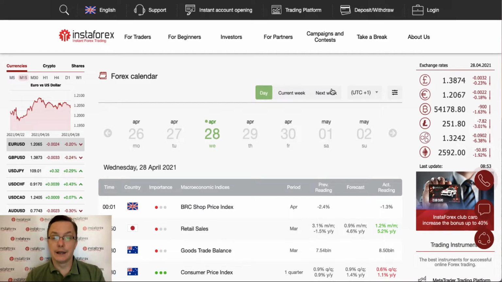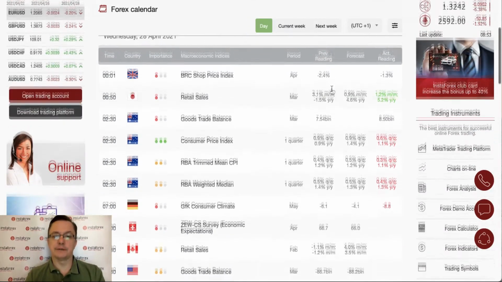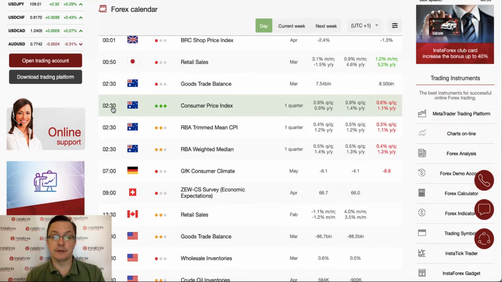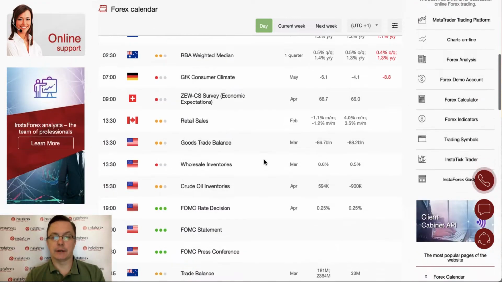Today is Wednesday, 28th of April 2021. Let's take a look at the Forex calendar because it looks like we have a busy day today. Important data published overnight: consumer price index from Australia worse than expected, 0.6% versus 0.9%, so there is no inflationary pressure in Australia. The trimmed mean CPI and weighted median were both worse than expected as well, so we will definitely take a look at the Australian dollar.